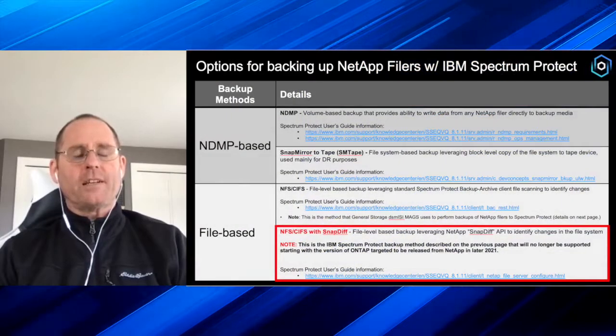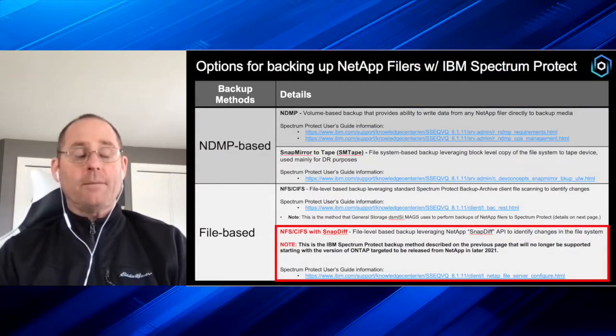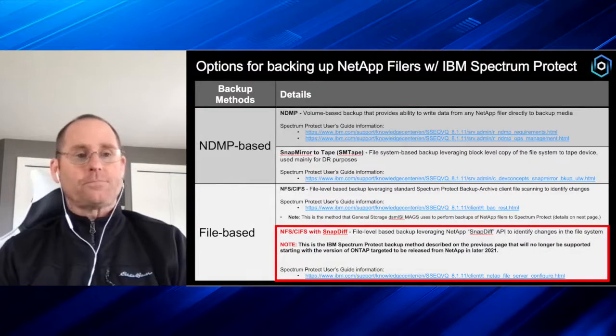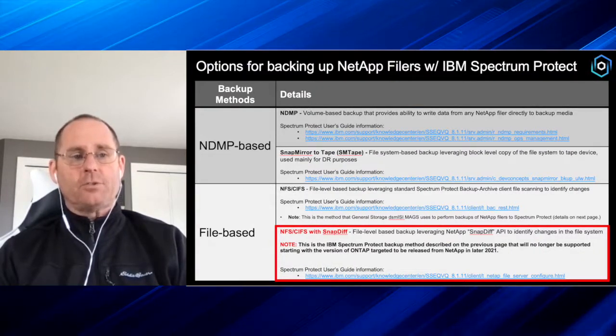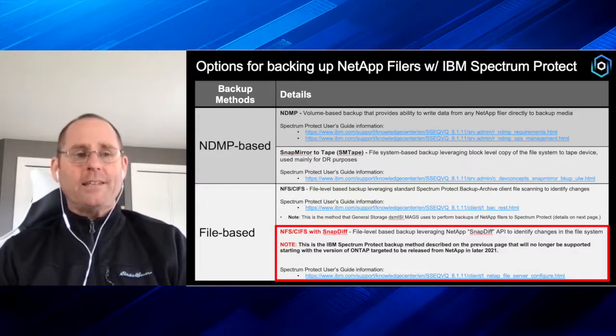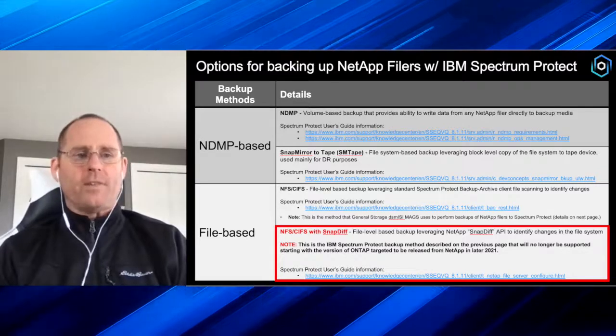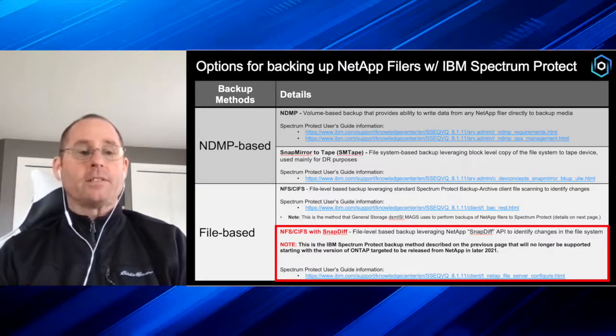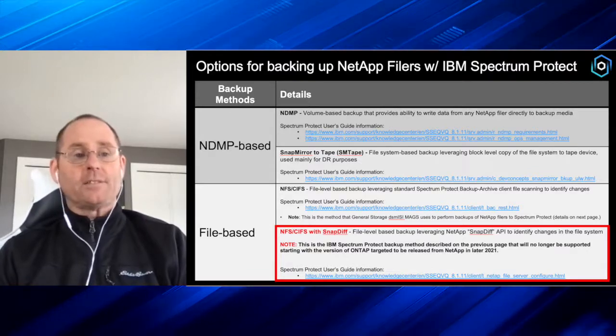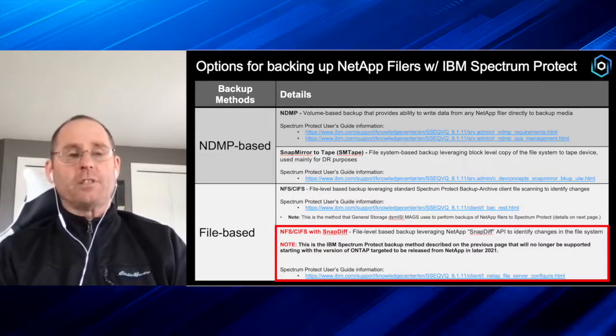Each of these methods has its own advantages and or disadvantages. And in some cases, clients are using two of these methods to have double protection for their filers. So let's talk about those methods. They're divided up into two different categories, NDMP-based and file-based. Now, NDMP itself has two different flavors: straight NDMP, which is a complete volume-based backup, typically written out to file or VTL, and then we have SnapMirror to tape, which is a file system-based backup leveraging blocks using the NDMP protocol.